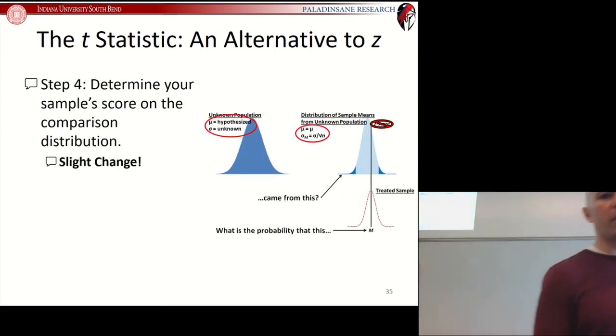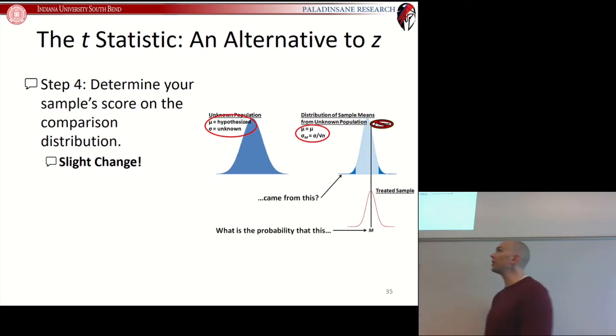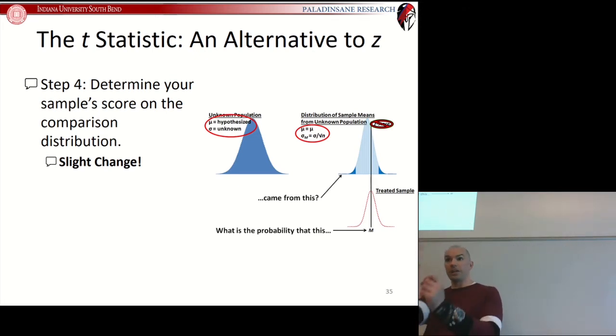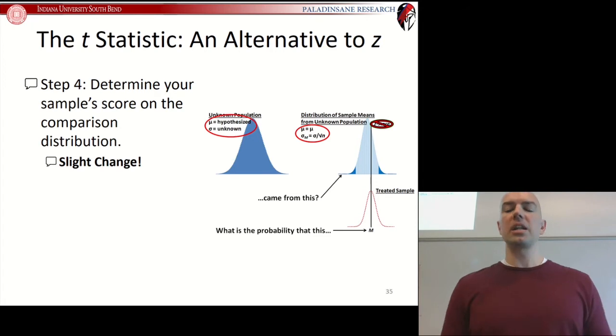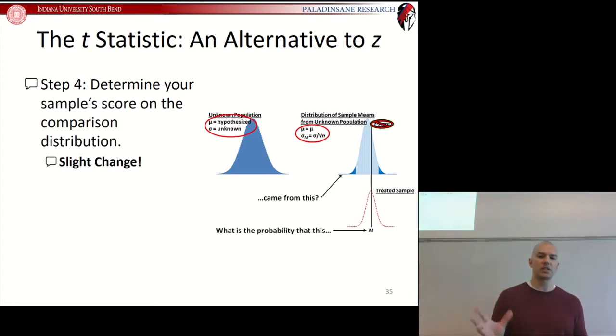Step 4, determine your sample score on the comparison distribution. So we still have a comparison distribution. We still have a sample. We need to find out, is that sample in the tails or is that sample in the body? And this is going to be so much like what we've done before that, again, it's just a slight change. It's that blink and you'll miss it change.